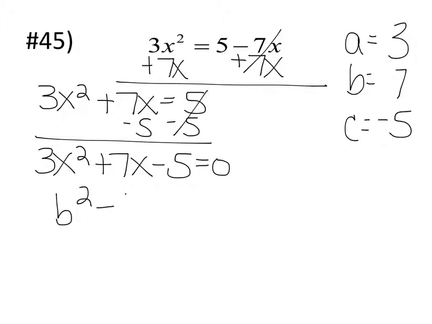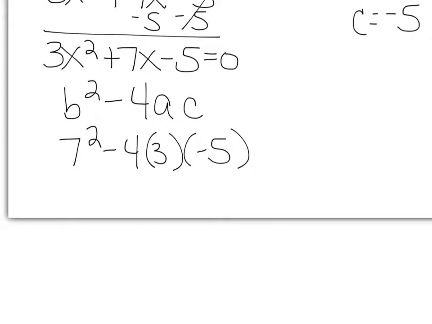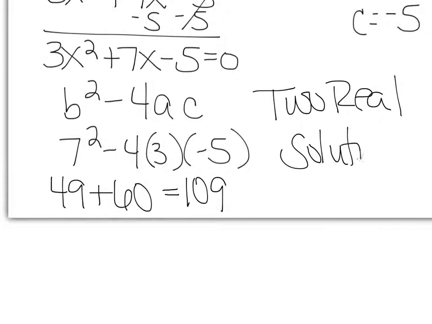Remember, just the discriminant, b squared minus 4ac. So 7 squared minus 4 times 3 times negative 5. 7 squared is 49. Negative 4 times 3 is negative 12, and negative 12 times 5 is positive 60. 49 plus 60 is 109, which is a positive number, which tells me you have two real solutions for this problem.